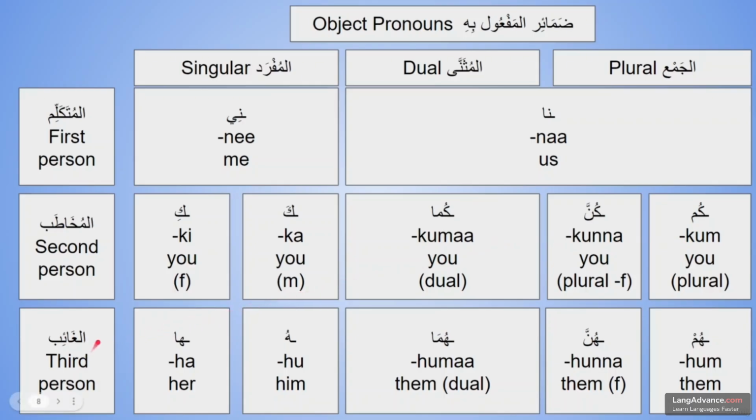When we're using third person, so we're saying like he met her, it is قابلها.